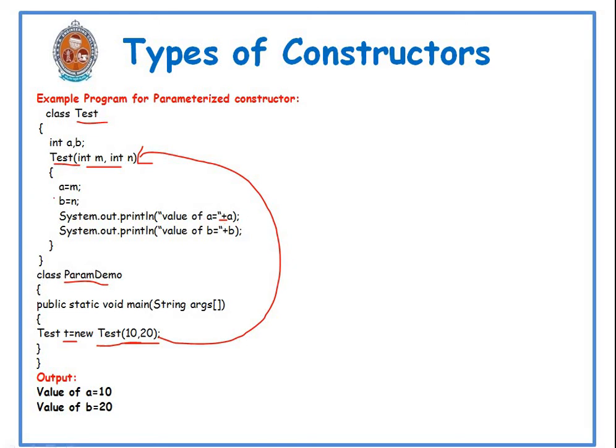After performing the job of that constructor, again the control goes back to the calling one, that is, it returns back to the main method. And finally we get the output: value of a equals 10 and value of b equals 20.